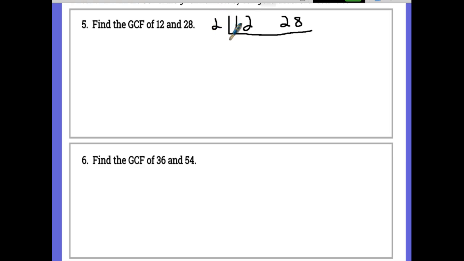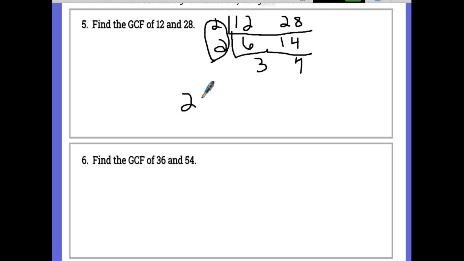Either way, 2 is the smallest prime number. 2 times 6 is 12. 2 times 14 is 28. I'm going to draw another ladder, and I've got 2 again. 2 times 3 is 6. 2 times 7 is 14. And I have 2 times 2 equals 4. And so my greatest common factor is 4.